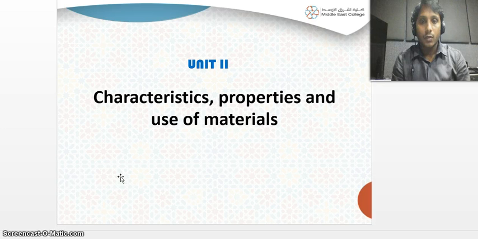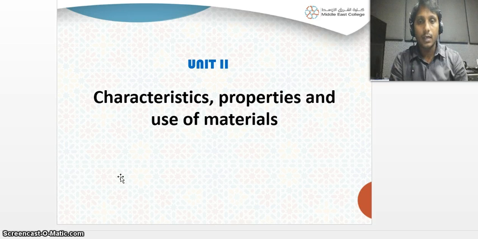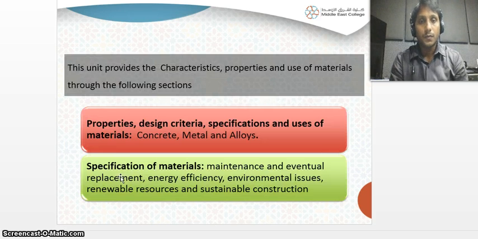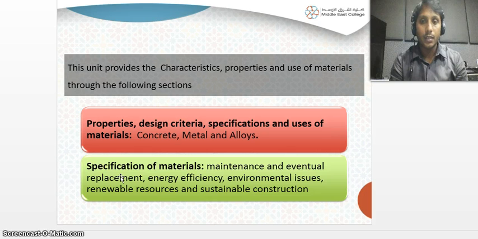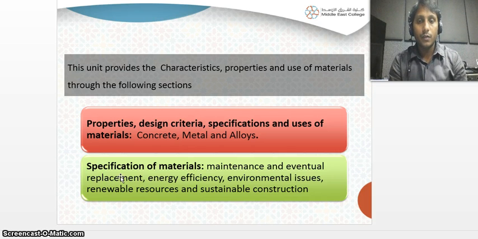So in this Unit 2, I am going to discuss the characteristics, properties and use of materials. This unit provides these through the following sections. I am going to explain the properties, design criteria, specifications and uses of materials. The materials I am going to discuss are concrete, and metals and alloys. I think you all know what concrete is. Alloys are a mixture of two different minerals or two different materials.